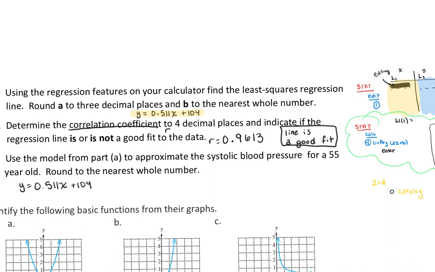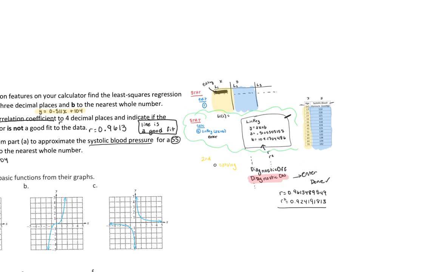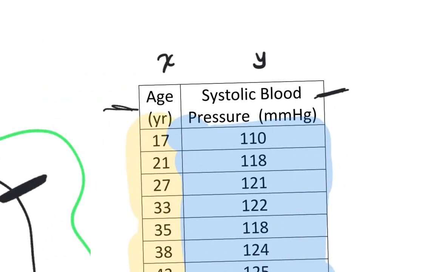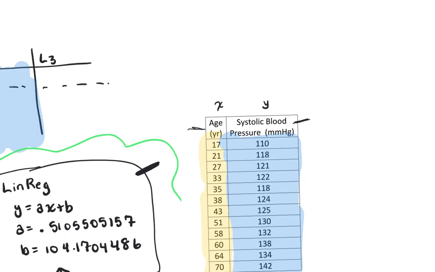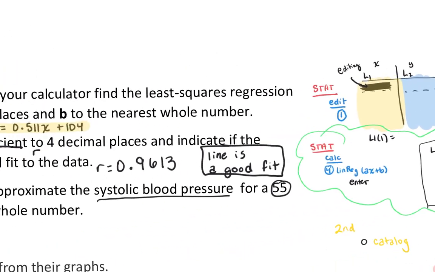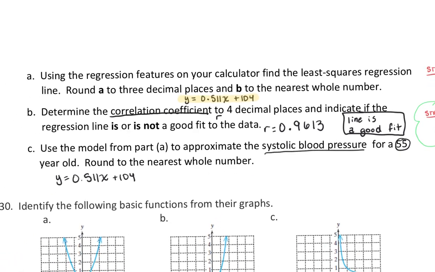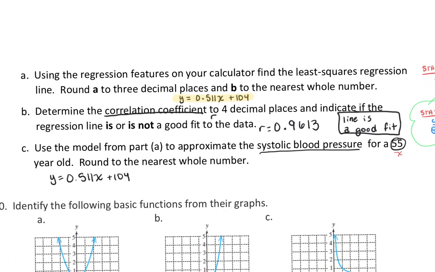And we are trying to figure out what will our blood pressure be if we are 55 years old. So we need to go back and think about what we originally talked about were our X and Y. So we originally stated that our X was our age and our Y was our systolic blood pressure. So we are looking for systolic blood pressure. So we're looking for Y in this case. And we know X is 55. So Y is a question mark and X is 55.